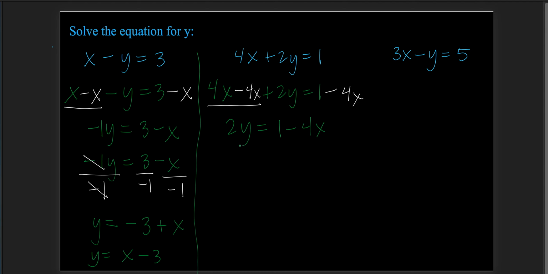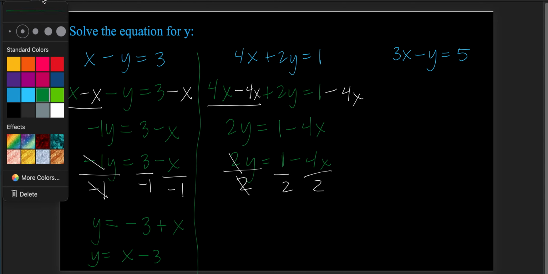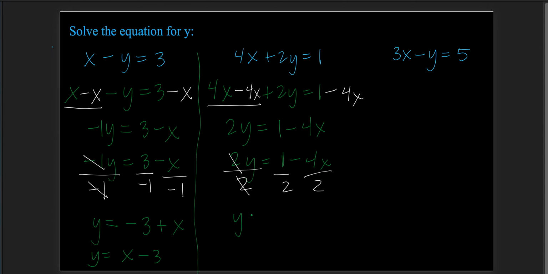So now I need the 2 away from y, and it's being multiplied by y, so I have to do the opposite operation and divide by 2. And I have to do that to every term on both sides of the equal sign. These cancel because they make 1, and that means 1 times y is just y. So you have y equals 1/2 and then minus 2x. And you may see it as this, y equals negative 2x plus 1/2, which is the same thing.